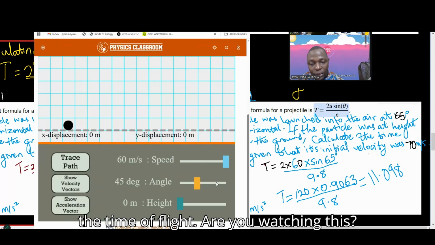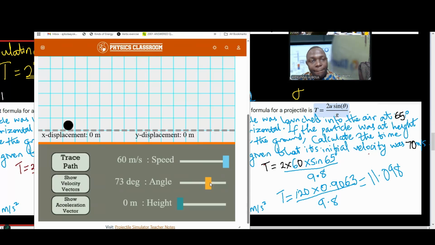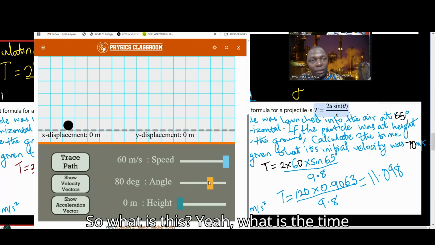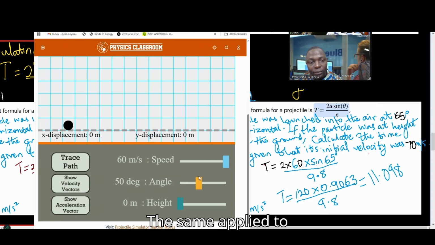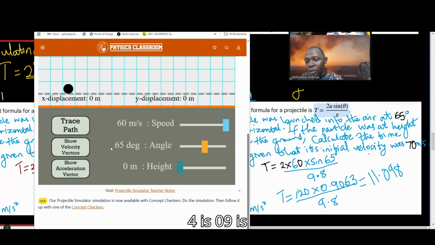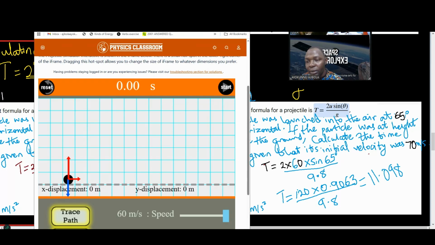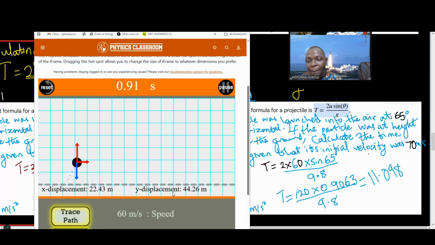The speed is 60. The height is 0. What is the angle? The angle is 65 degrees. Okay, so let me start it now. Are you ready? Yes, sir.